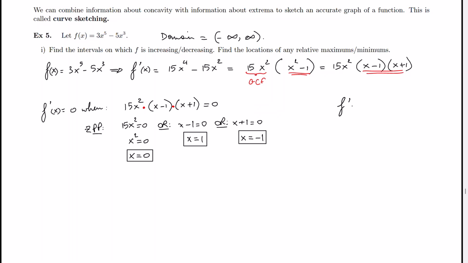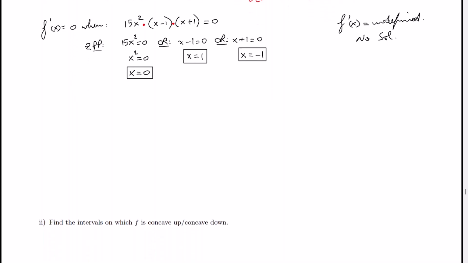And remember, we also need to know when f prime of x is undefined, and in this case, there are no places. There are no solutions to this kind of problem because my derivative is a polynomial, and polynomials are defined everywhere. So there are no additional points beyond the first three that we have found already: negative 1, 1, and 0. So what I'm going to do next is draw the number line like we always do.